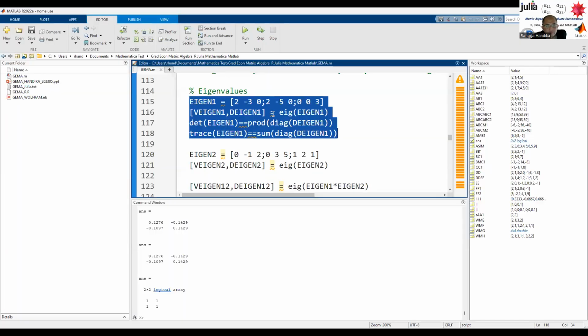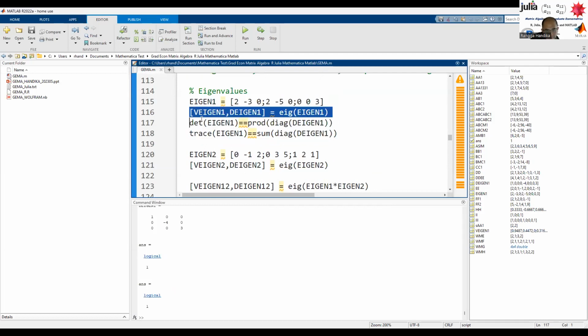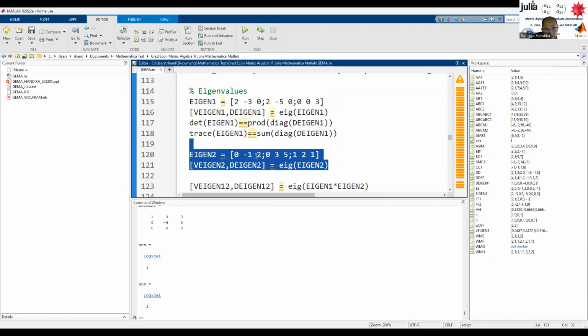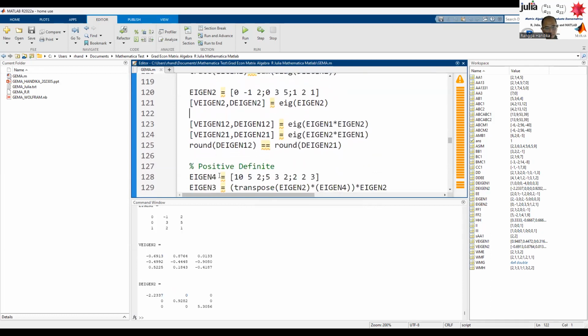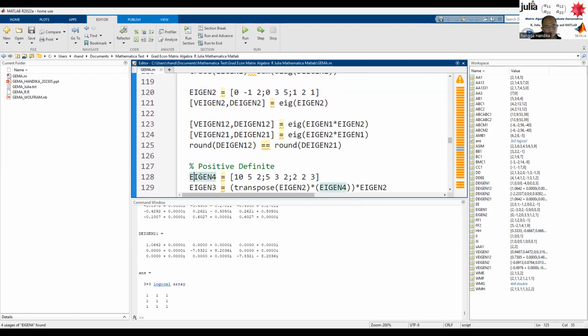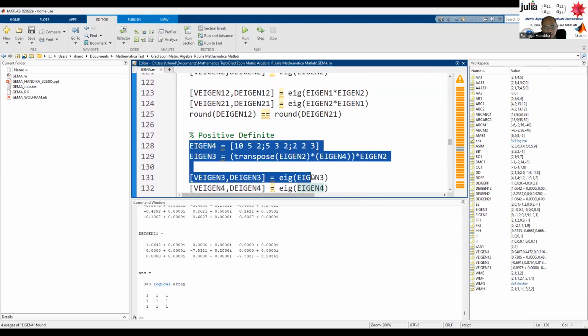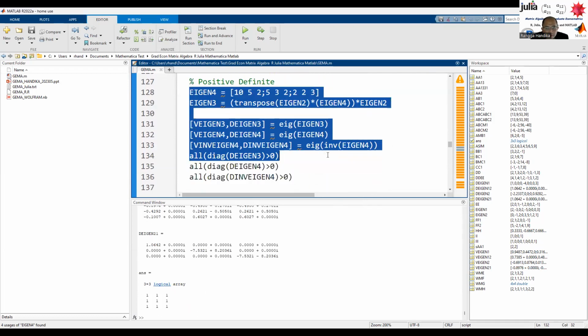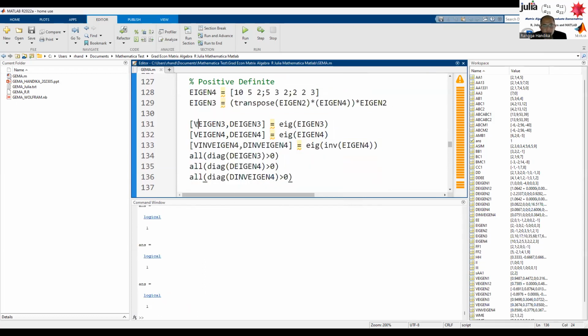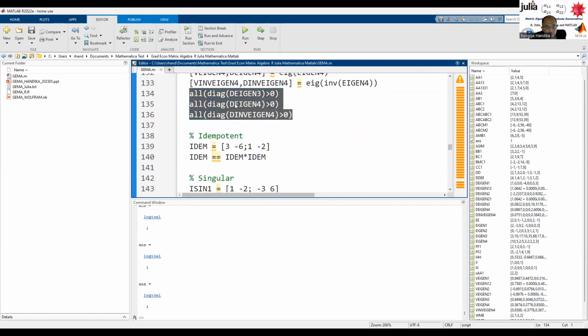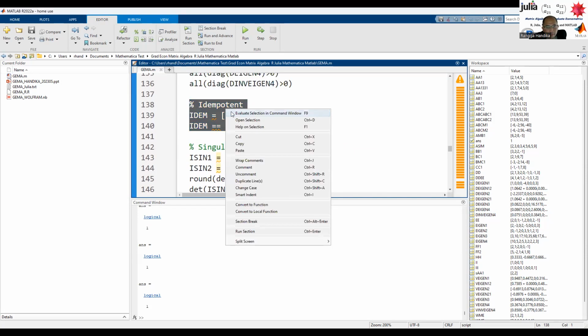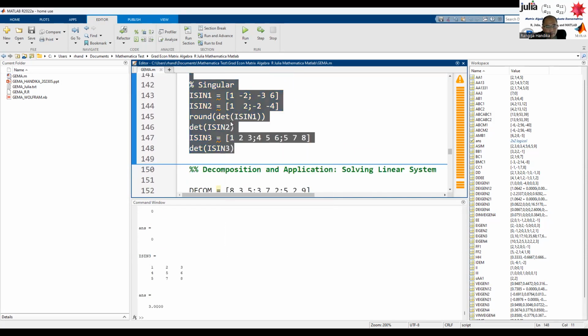Eigenvalue. This is the syntax here. So eigen will produce phi and d. Okay. For positive definite here, you need to extract, and then you can see the eigenvalue, which is d, the d component on the right side. This is the left and this is the right. So this is the eigenvalues and this one is the eigenvectors. Check all the diagonal is okay, true. The same for idempotent here as well as for singular.